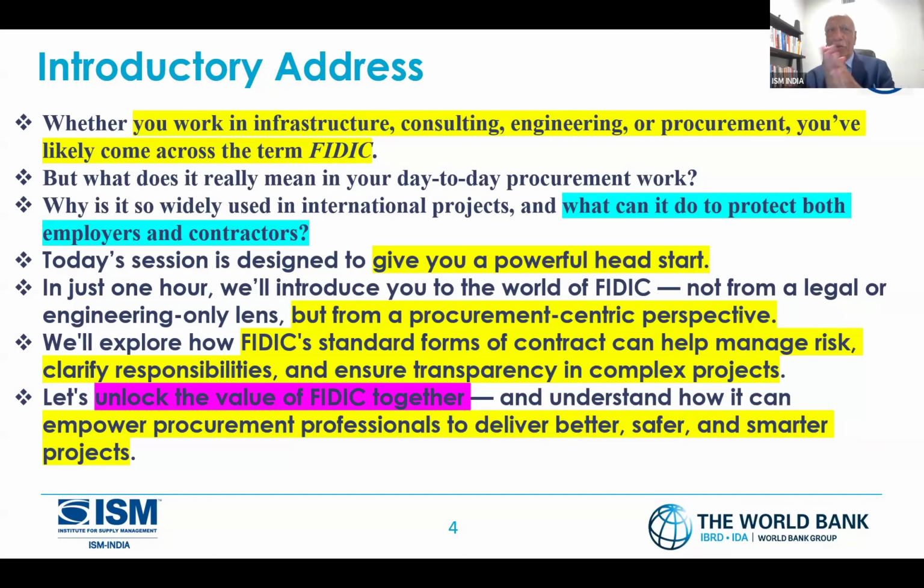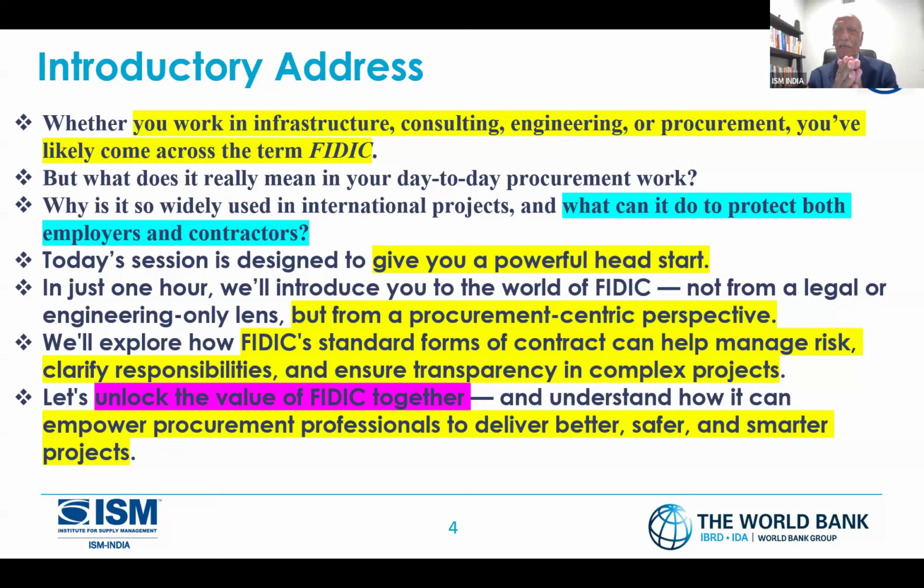Now, what it can do is protect both employer and contractor. So there are two players in the game. Employer is the terminology used by FIDIC and the World Bank. Employer means the people who give the contract. Let's say you are dealing with the government or the private sector and you are giving a contract, so you are the employer. Then the other side is the contractor. And this is a very fair game when I use FIDIC.